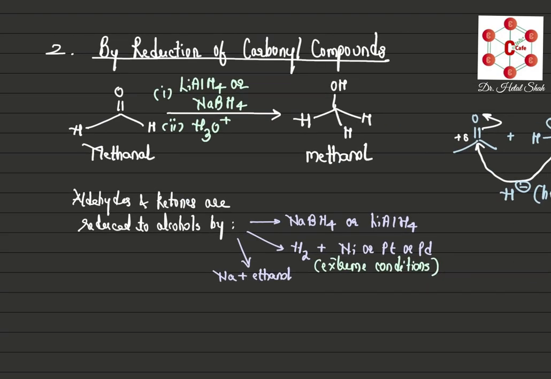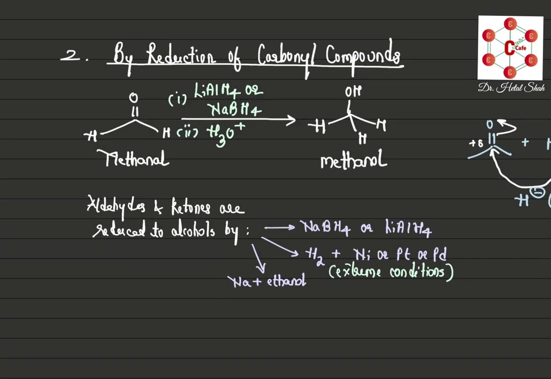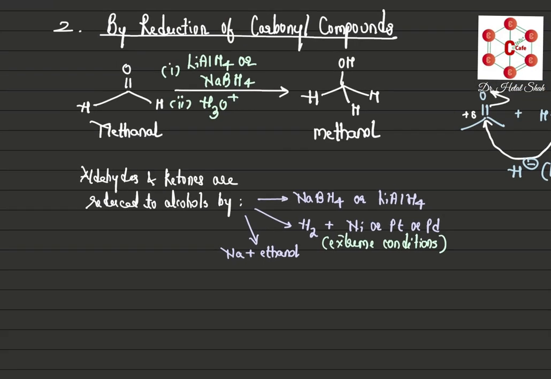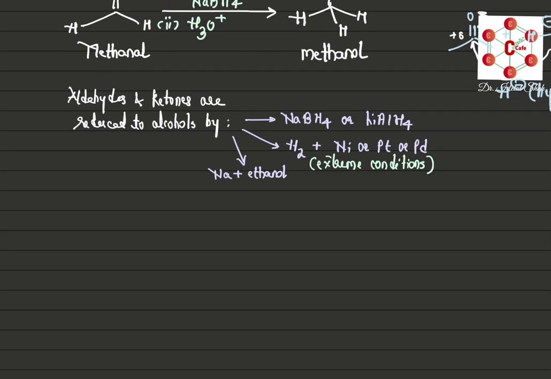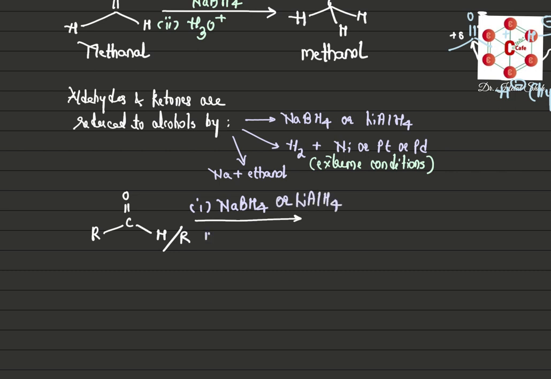All right. Now coming back to this, formaldehyde forms methanol. Now you take any aldehyde in the same manner, or a ketone. Do the same reaction. One, NaBH4 or LiAlH4, and two, it is H3O plus. In that case, I directly put the product now.